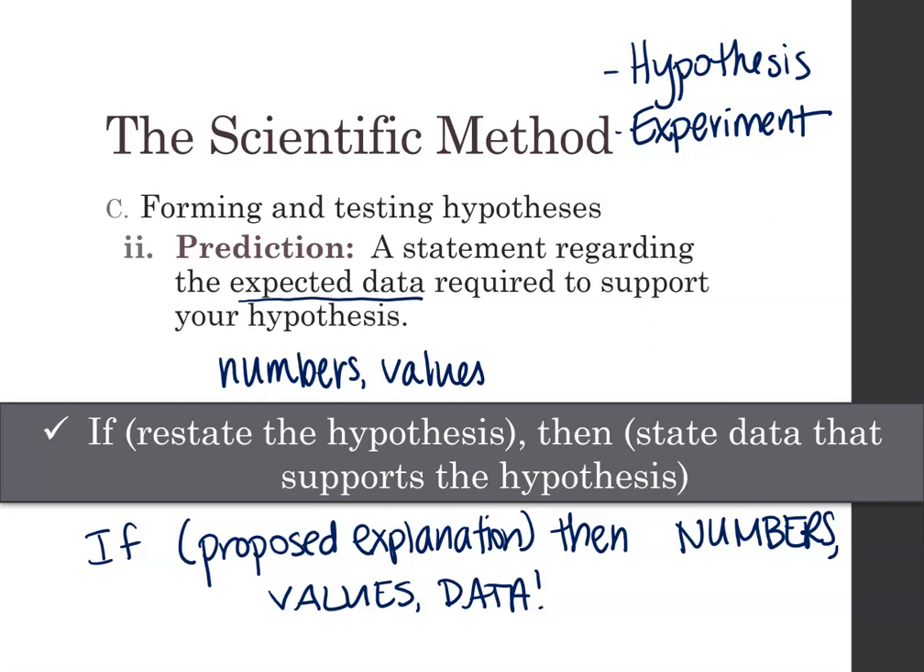Now, these take time to learn how to write correctly, and often students will just put an if and a then into their hypothesis and call it good. But when we get to this lab, and we'll do this in many of our labs, make sure that you're not including data in your hypothesis, but you're including it in your prediction, where you try to guess what's going to happen in your experiment.